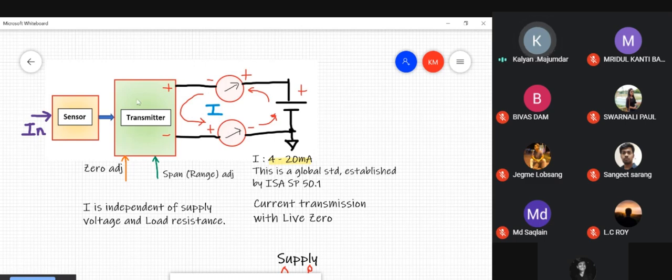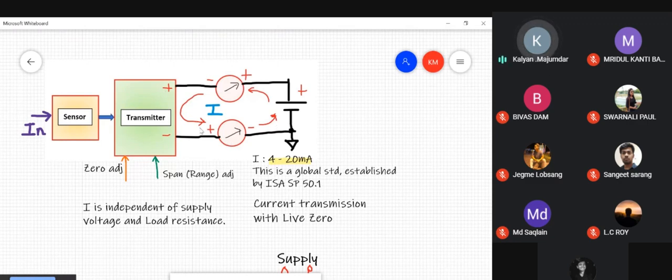That means this transmitter behaves as a current source because the current is independent of the load resistance, and it behaves more specifically as a controlled current source. Why controlled? Because this current is independent of the loop resistance, but this current depends upon the value of the input. So if the input changes, the current changes proportionately, and the current is independent of this particular loop resistance.